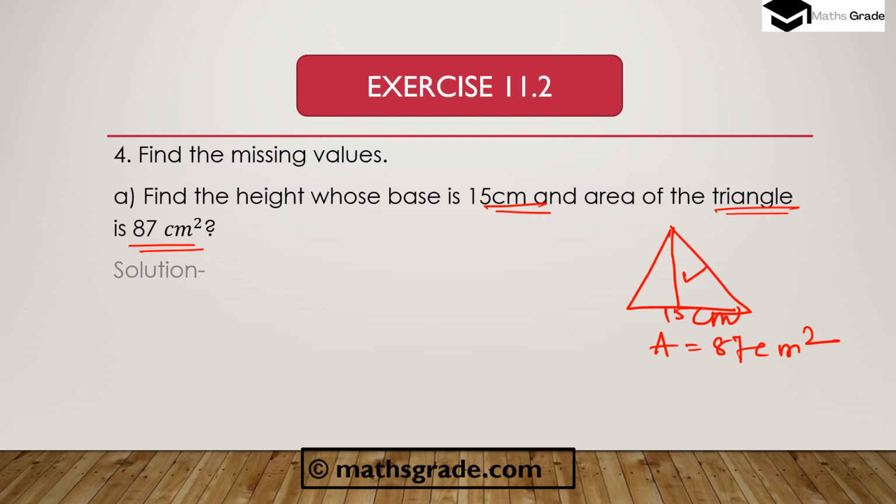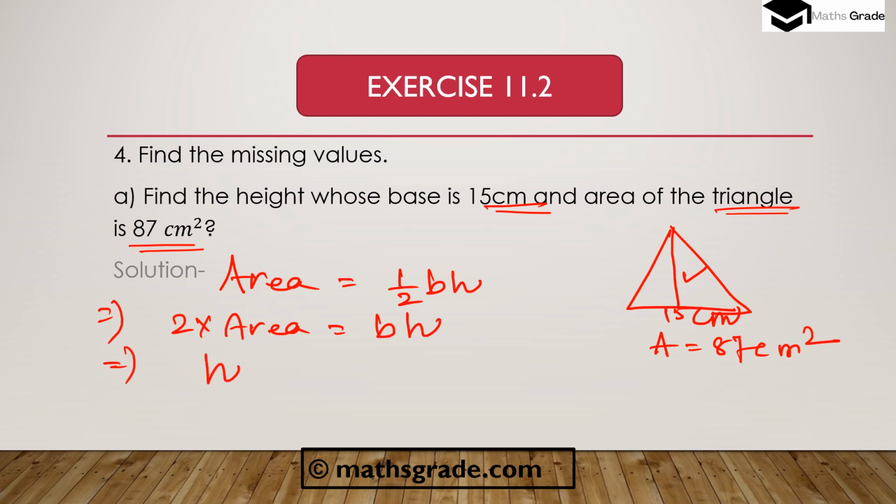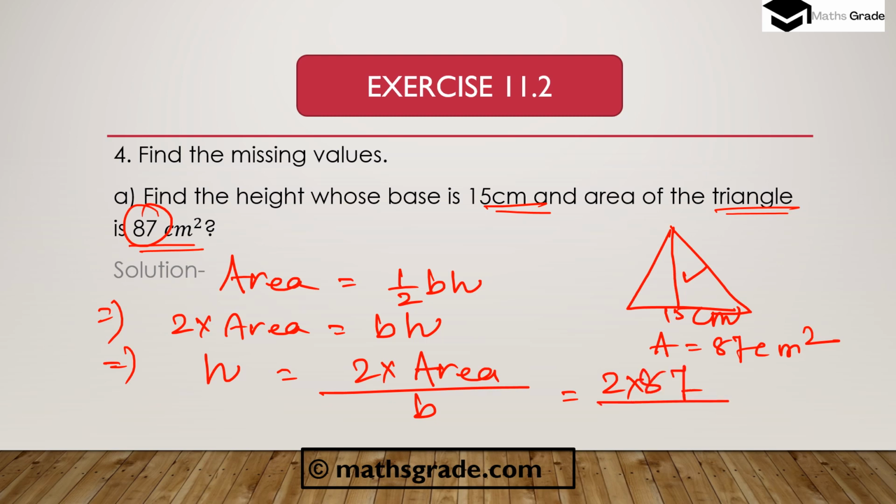of this triangle. We know area of the triangle is half multiplied with base multiplied with height. So 2 multiplied with area is base multiplied with height. So when base is transposed to the left hand side, this multiplication changes to division. So height will be 2 multiplied with area divided by base, which is 2 multiplied with area 87 divided by base 15.